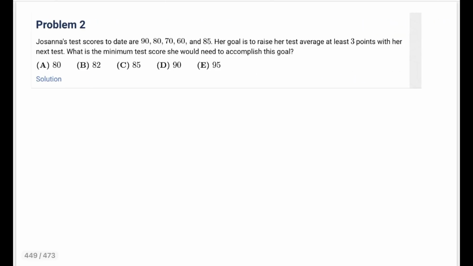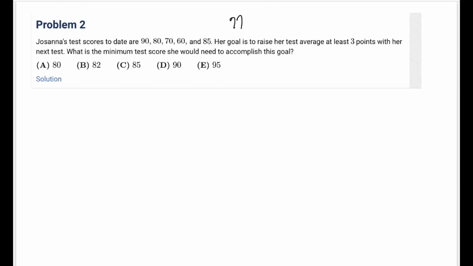Number 2. Josanna's test scores to date are 90, 80, 70, 60, and 85. Her goal is to raise her test average at least 3 points with her next test. What is the minimum test score she would need to accomplish this goal? Okay, so her total scores right now are 385, divided by 5. This is 77, so her average is 77 right now.